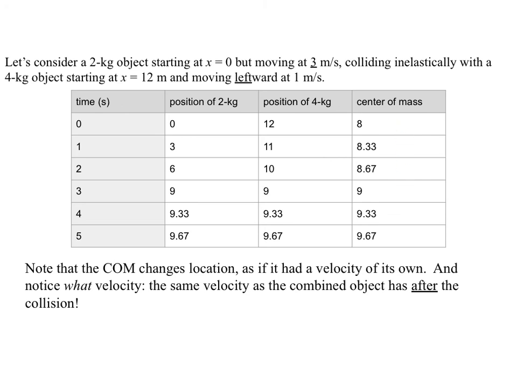It moves over, and it looks like this position is changing by 1/3 of a meter per second, as if it had its own velocity, as if it were a thing that's moving. And of course, the velocity it has turns out to be the same velocity that they have after collision. In other words, the motion of the center of mass wasn't affected. It's always moving off at 1/3, even though the collision goes on and changes them radically.